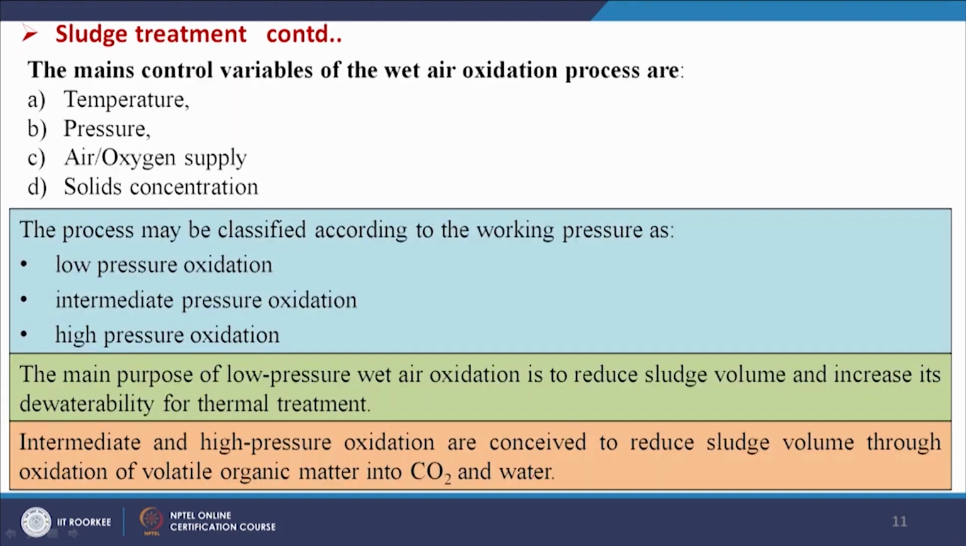There are many factors which influence the performance of wet air oxidation, such as temperature, pressure, air or oxygen supply and solids concentration, and the process may be classified according to working pressure as low pressure, intermediate pressure and high pressure oxidation. The main purpose of low pressure wet air oxidation is to reduce sludge volume and increase its dewaterability for thermal treatment, and the intermediate and high pressure oxidations are conceived to reduce sludge volume through oxidation of volatile organic matter into CO2 and water.